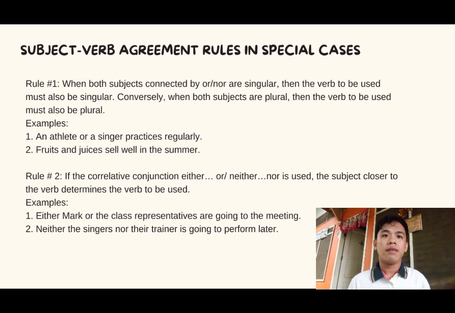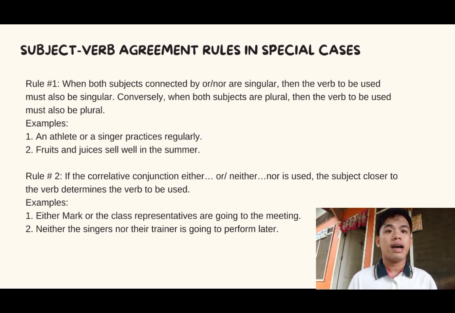For now we are going to move on to subject-verb agreement rules in special cases. For rule number 1, when both subjects connected by or or nor are singular, then the verb to be used must also be singular. Conversely, when both subjects are plural, then the verb to be used must also be in plural form. So this is the example.